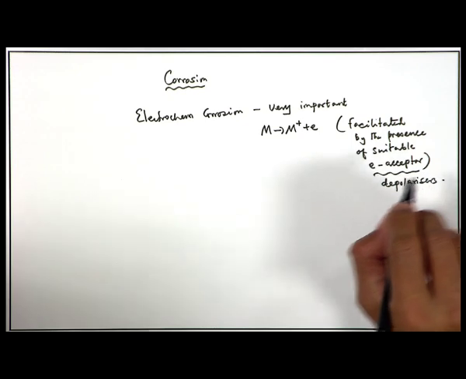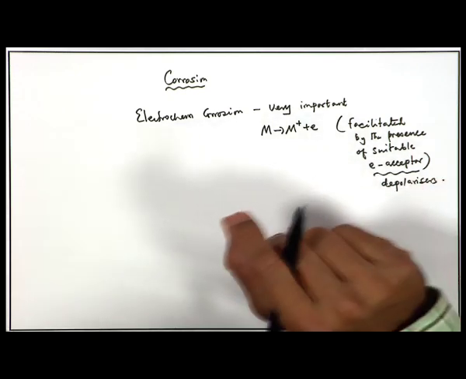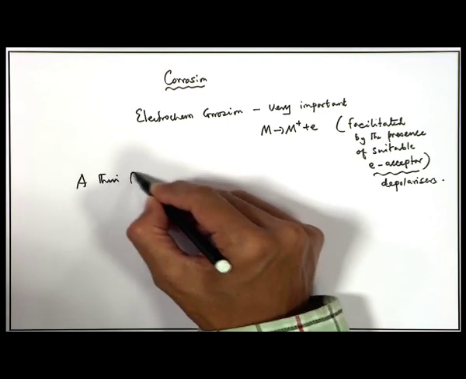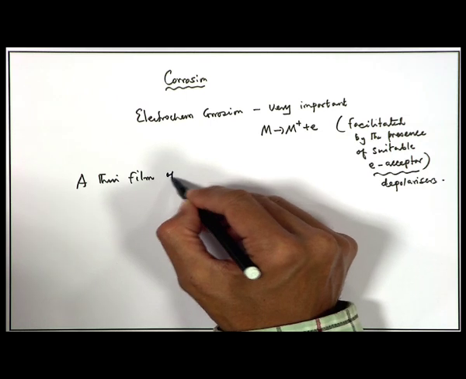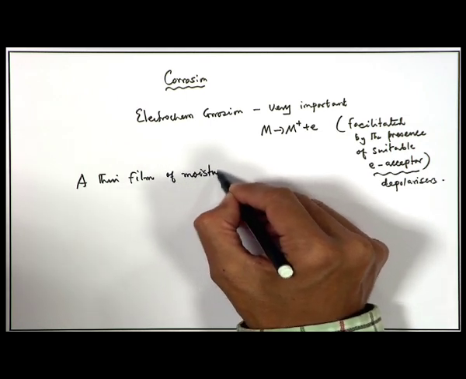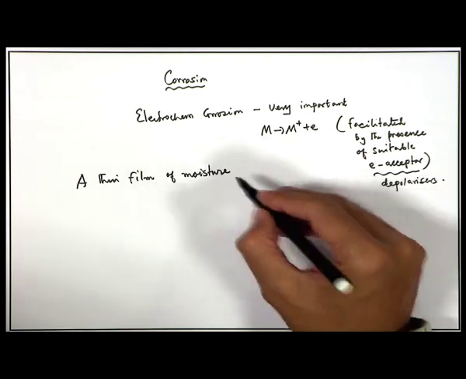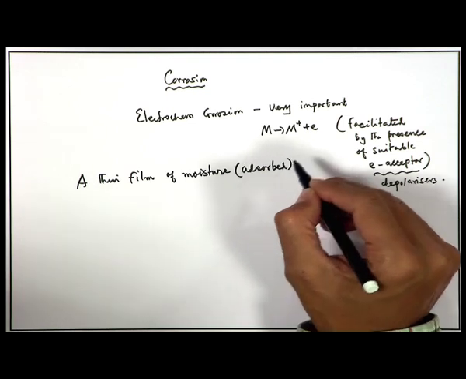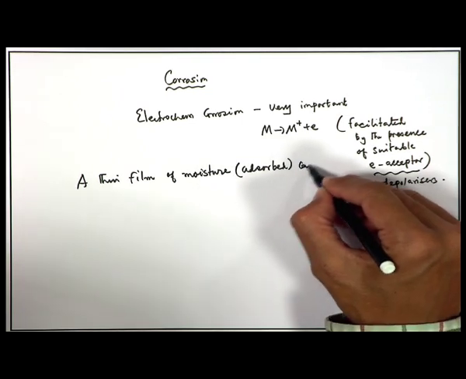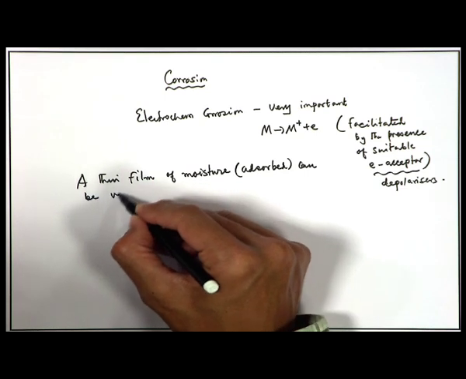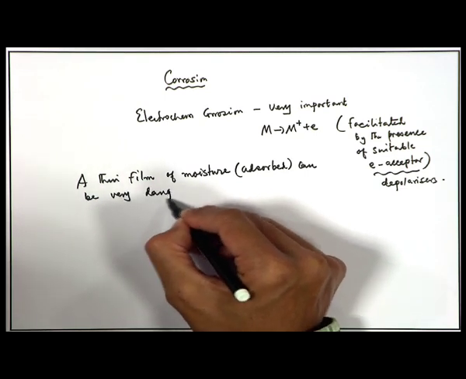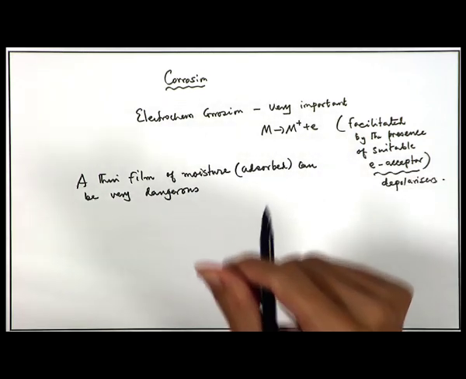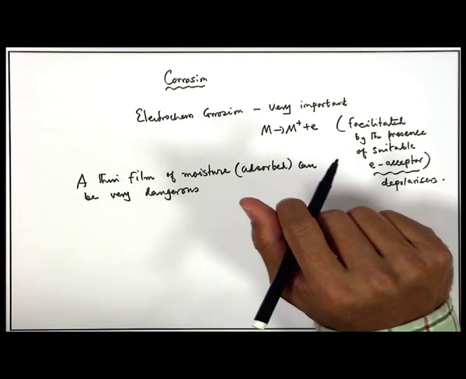In corrosion language these are called depolarizers. Sometimes a thin film of water or moisture, moisture in the form of adsorbed moisture, can be very dangerous in respect of corrosion, because it will promote corrosion of the metal surface.